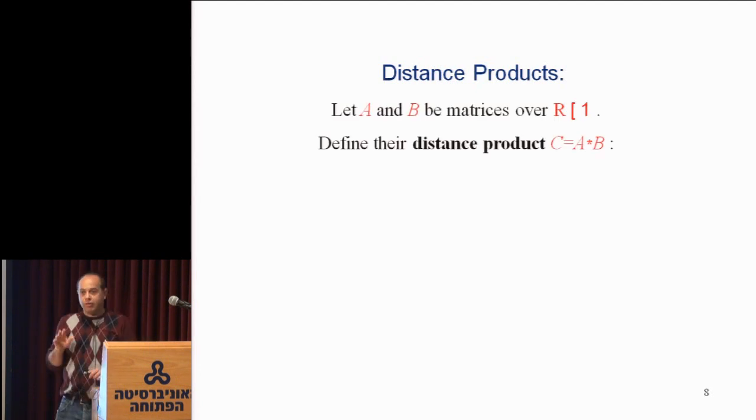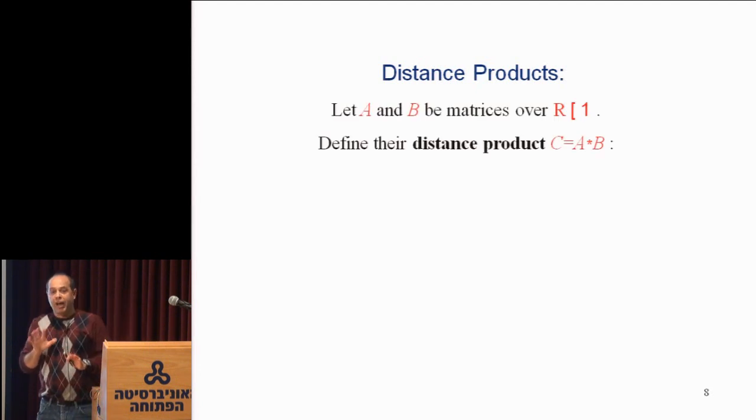But remember, we want to solve shortest path problems. We don't need just an algebraic product. So we need another kind of product on matrices. So here is how we define it. We call it distance products. And it's only a product of matrices. Forget about graphs. You have two matrices, A and B. The entries are reals.